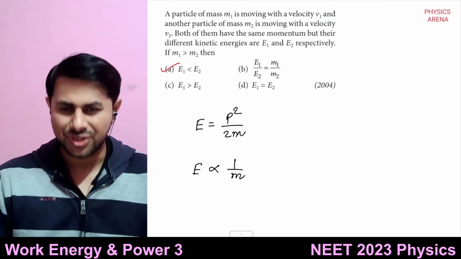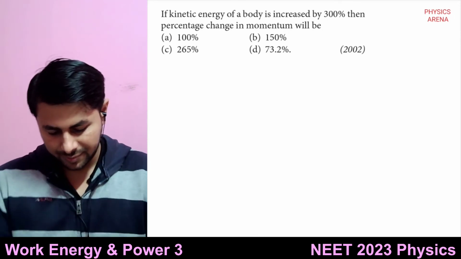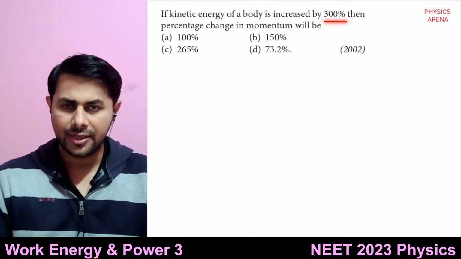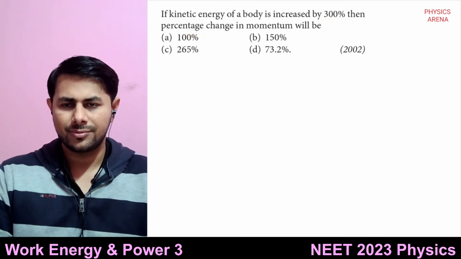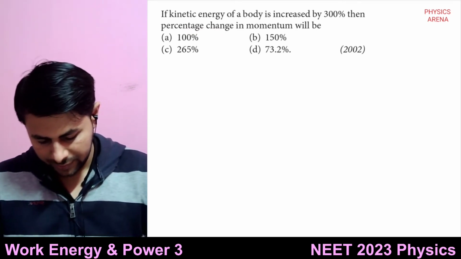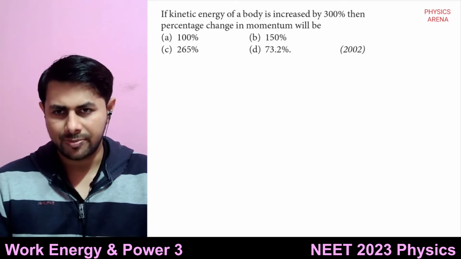These are all NEET questions. Okay, very simple. If the kinetic energy of a body is increased by 300%, then the percentage change in momentum will be. So again, this is simple, right? Kinetic energy is increased by 300%.